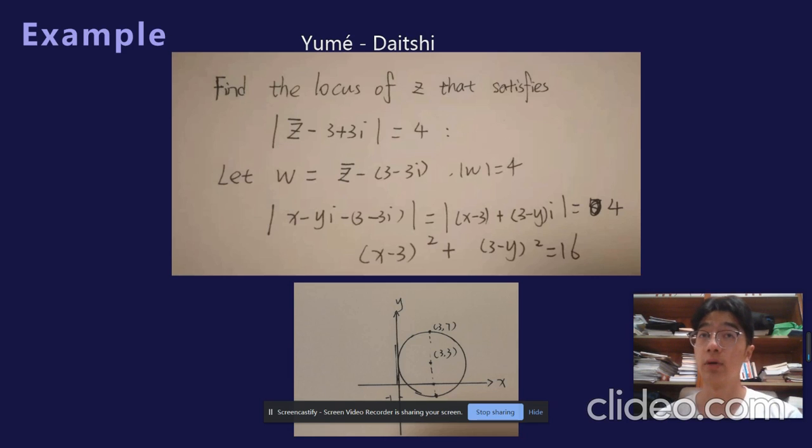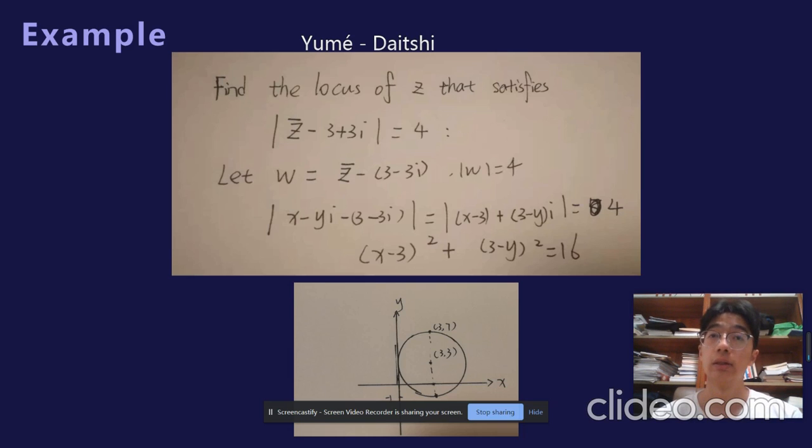Here's an example to find the locus of z that satisfies the absolute value of z bar minus 3 plus 3i is equal to 4. How do we solve this? Firstly, we let w equal the values inside the absolute value, so w is equal to z bar minus bracket 3 minus 3i, which means absolute w is equal to 4.